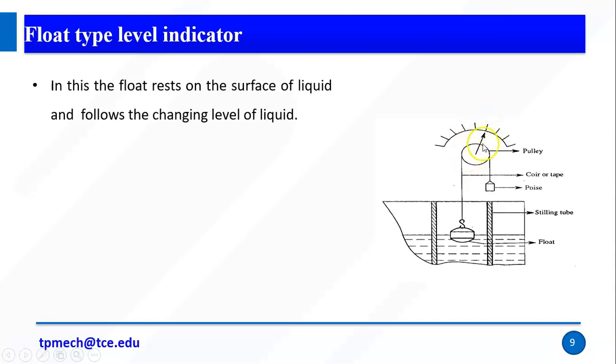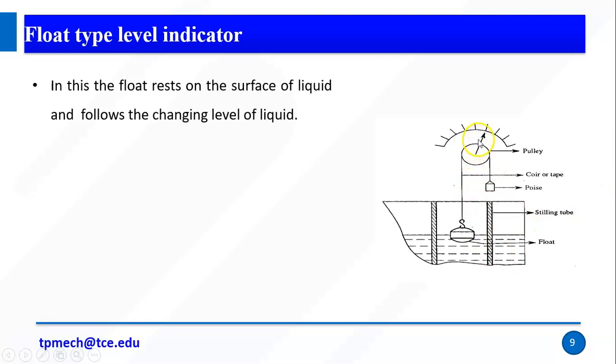So from the variation of the pointer we can measure. For example, this is 0, 5, 10, 15, 20, 25. So we can measure a height of 25. Assume centimeters, up to 25 centimeters of water we can easily view, right? So this is the float type level indicator. Very simple construction, right? We have a float and the weight, both connected with the rod and pulley.